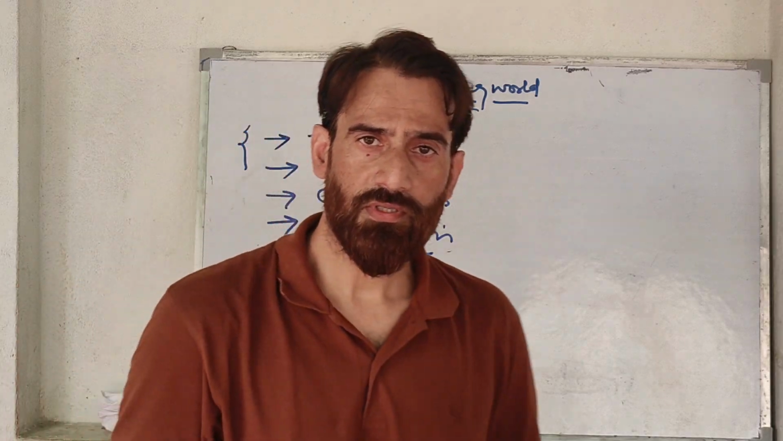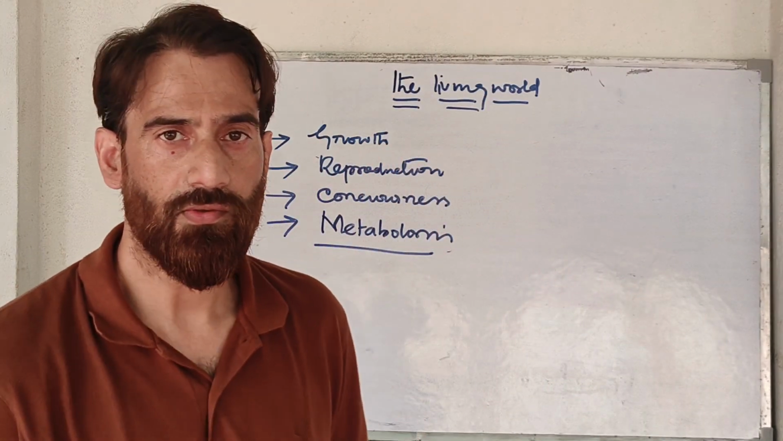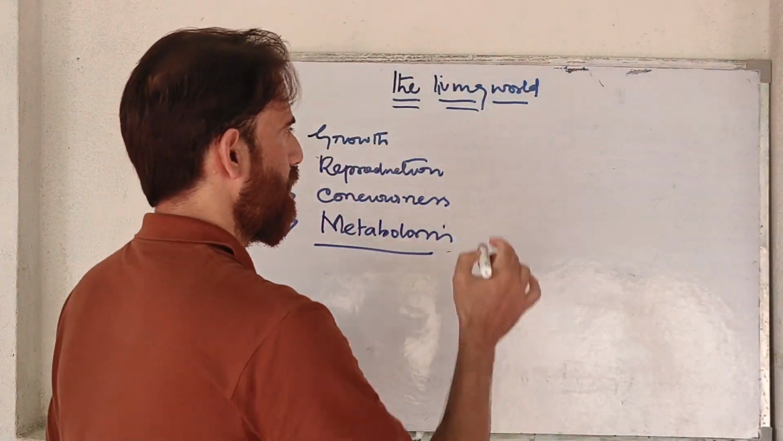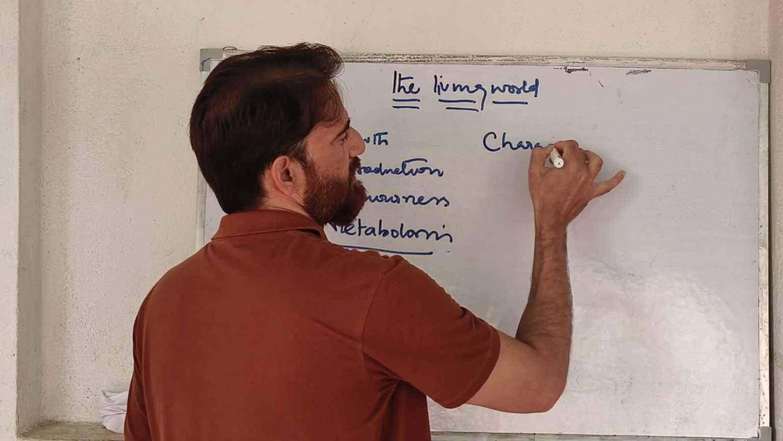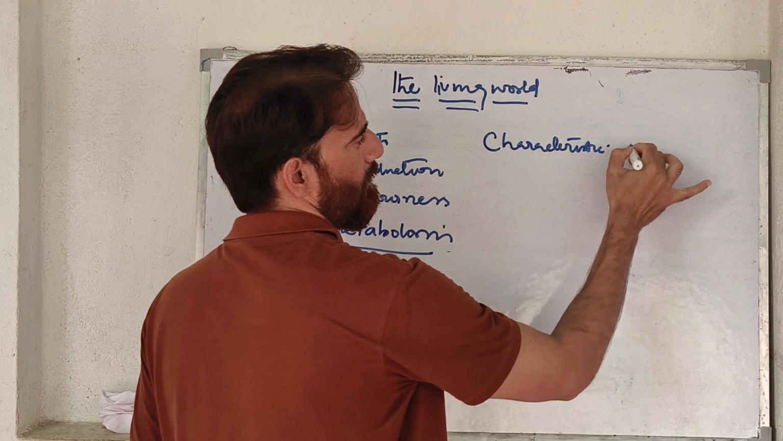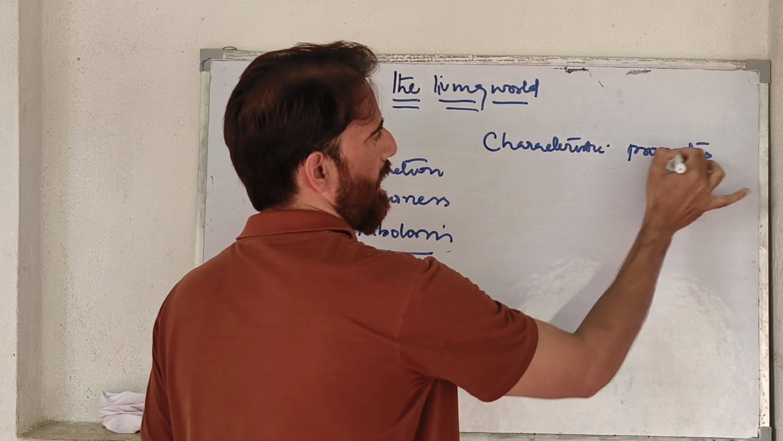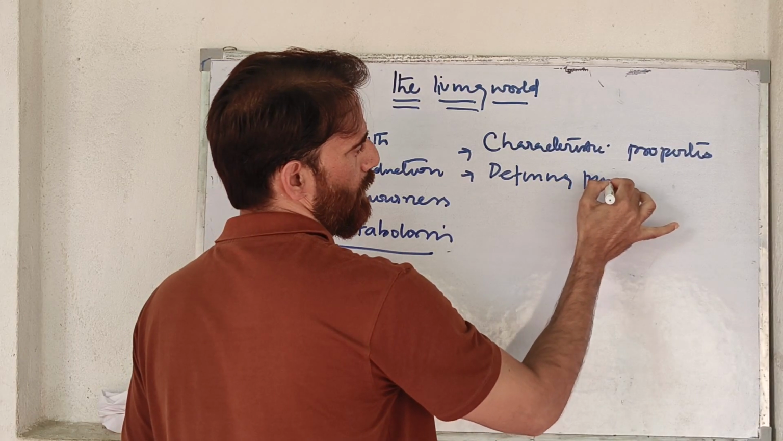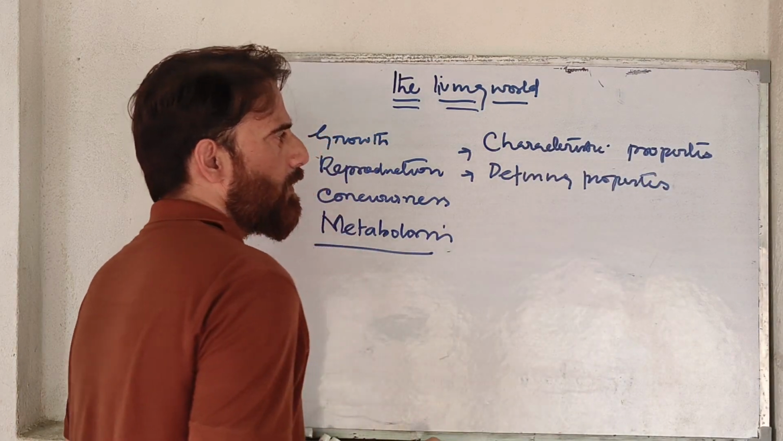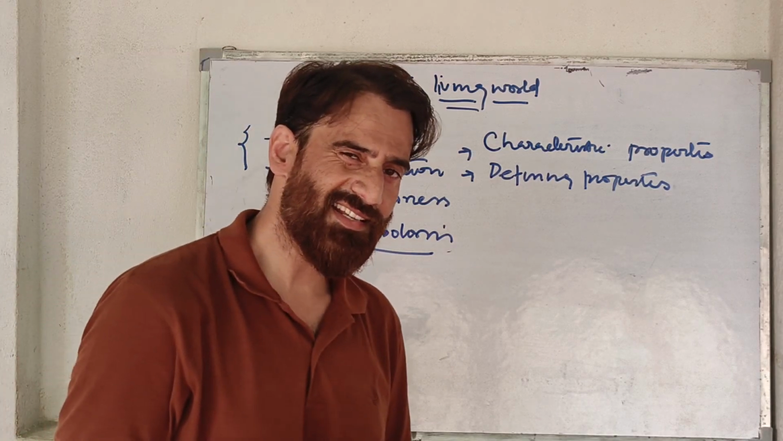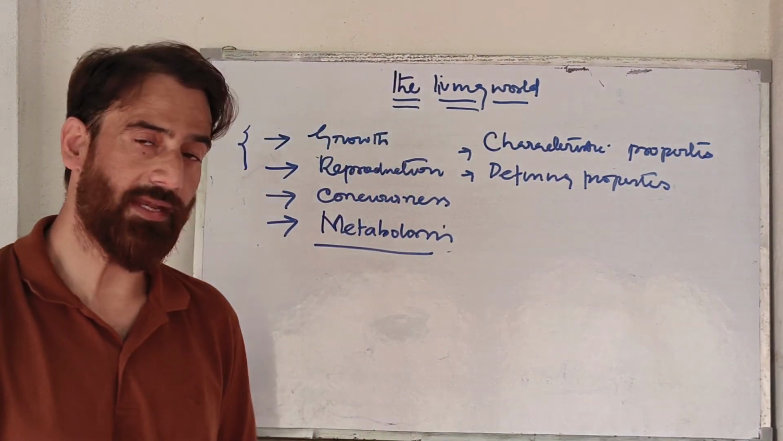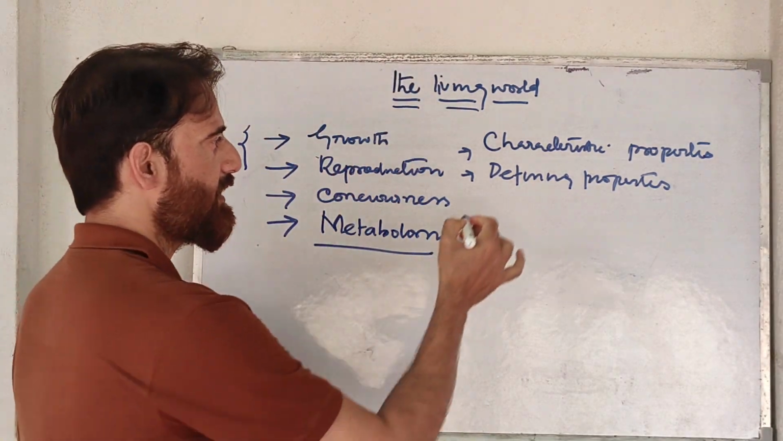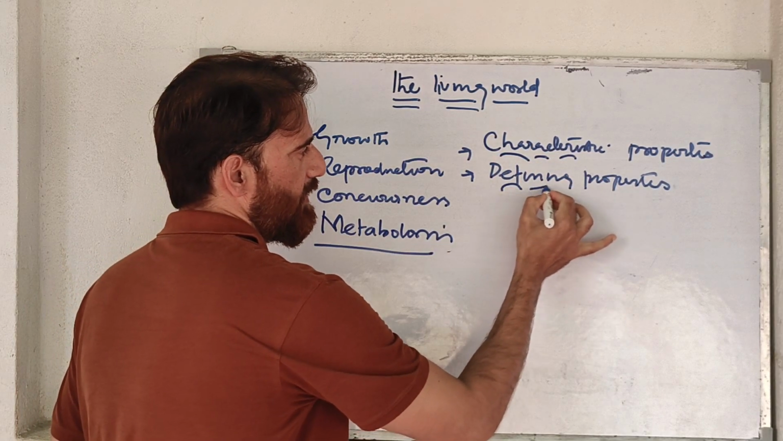Before we discuss these properties, we must know there are some important terminologies regarding this chapter. That is, the characteristic properties, and next is defining properties. What is the characteristic property? Characteristic property of living organisms and defining properties of the living organisms. We'll discuss them one by one.